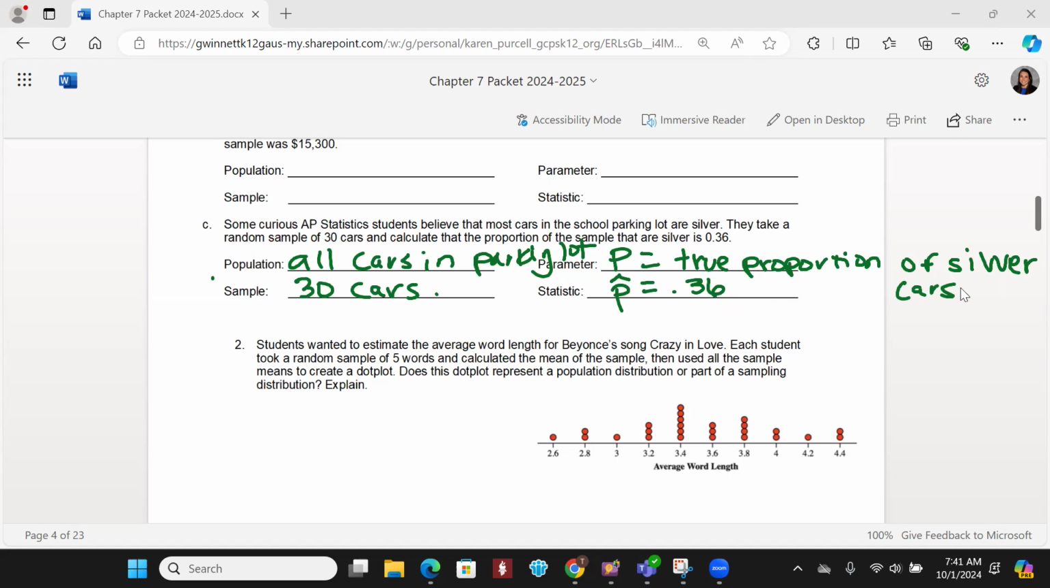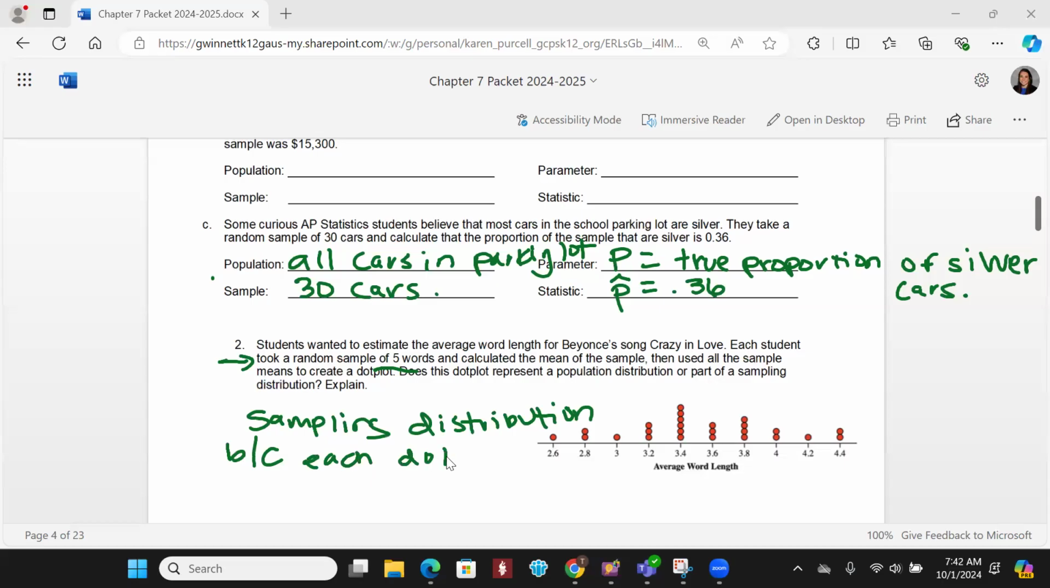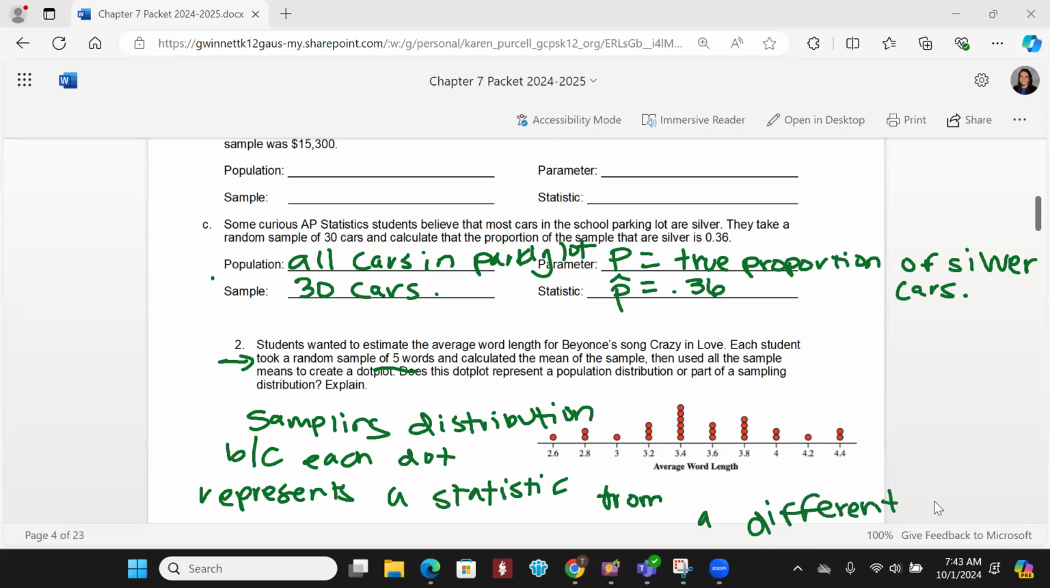Students want to estimate the average word length of Beyonce's song Crazy in Love. Each student took a random sample of 5 words and calculated the mean of the sample and then used all the sample means to create a dot plot. Does this dot plot represent a population distribution or part of a sampling distribution? Explain. So what are these dots representing? This is showing a random sample of 5 words. So this is called a sampling distribution. This is not a population distribution. This is not every possible outcome, right? So sampling distribution, because each dot represents a statistic from a different random sample.